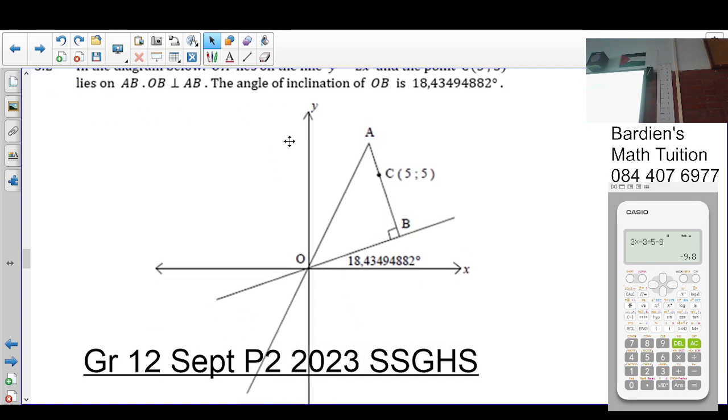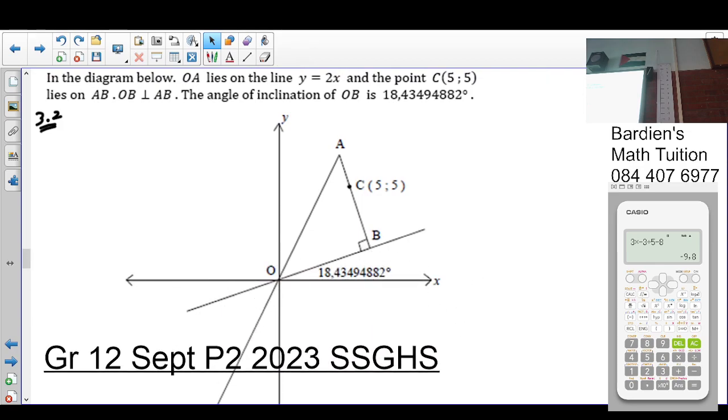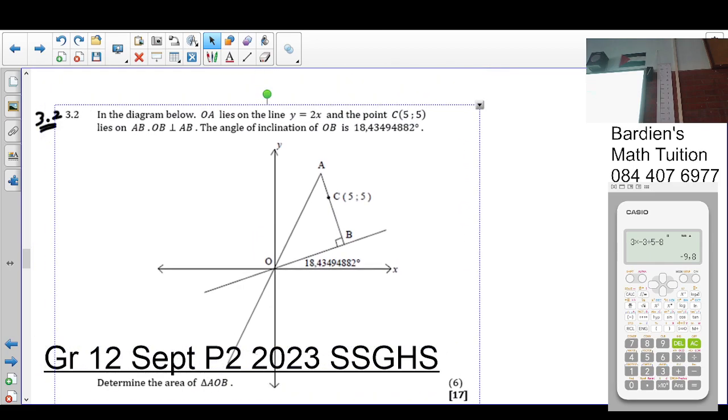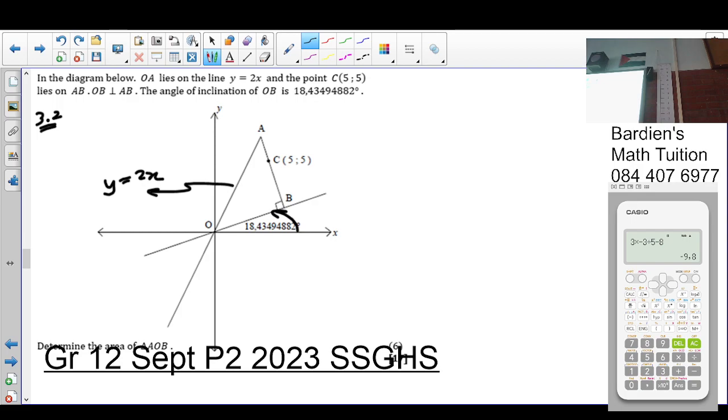We are told that in the diagram, let's write it 3.2. So in the diagram below, OA lies on the line y is equal to 2x. Here, y is equal to 2x. Point C, which is 5 and 5, lies on AB. Then we are told that OB is perpendicular to AB. And the angle of inclination of OB is, so that is that value, okay, of 18,431,498,482 degrees.